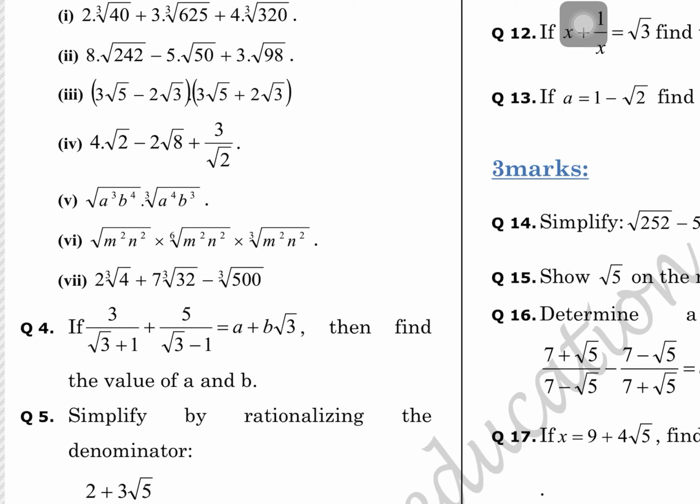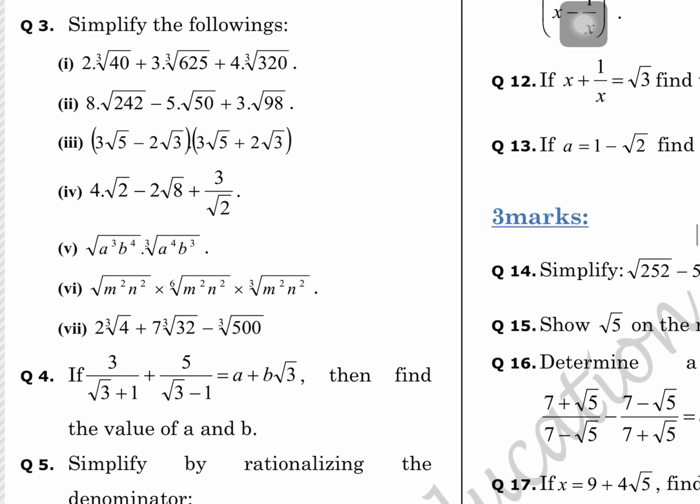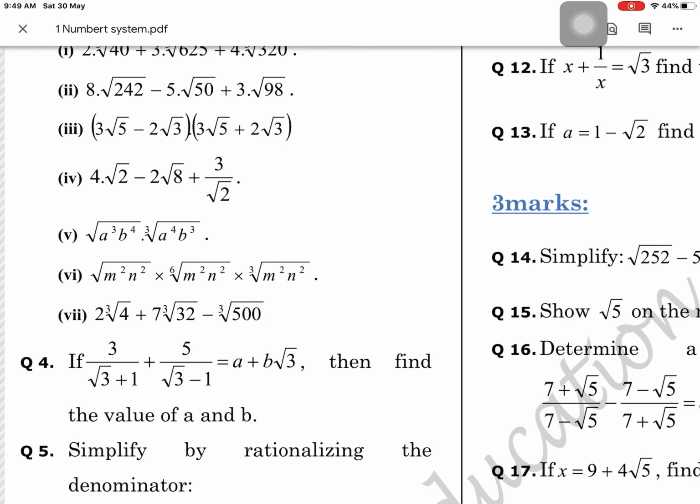Is that clear, guys? Now have a look. Just what is that? One more question I am telling you: question number 7. And 6 is your assignment.